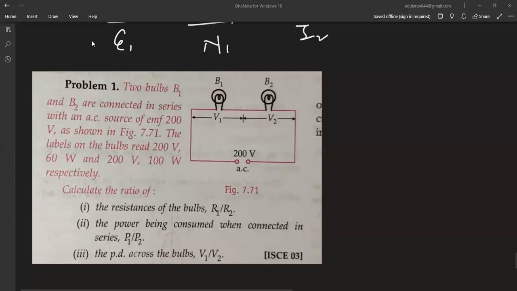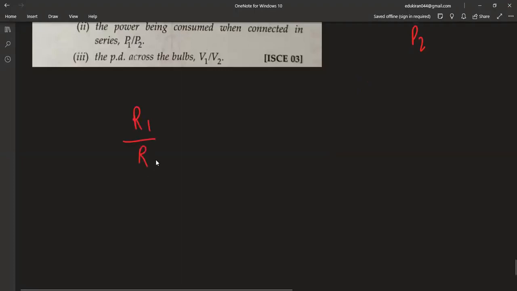See, this question says that two bulbs B1 and B2 are connected in series with an AC source of EMF 200 volt as shown in this figure 7.71. The labels on the bulbs read 200 volt and 60 watt, 200 volt and 100 watt. Resistances of the bulbs R1 by R2. See, R1 is equal to V square by P1, R2 is equal to V square by P2. So R1 by R2 is equal to P2 by P1, that is 100 by 60. So this becomes 5:3, the ratio.